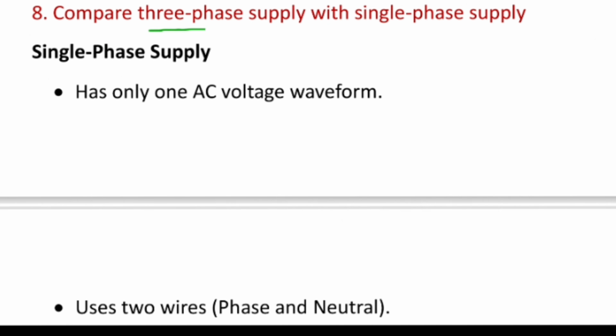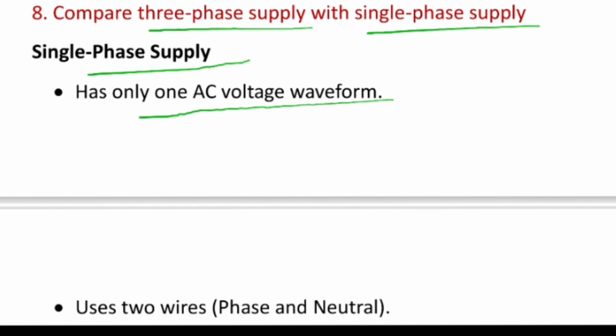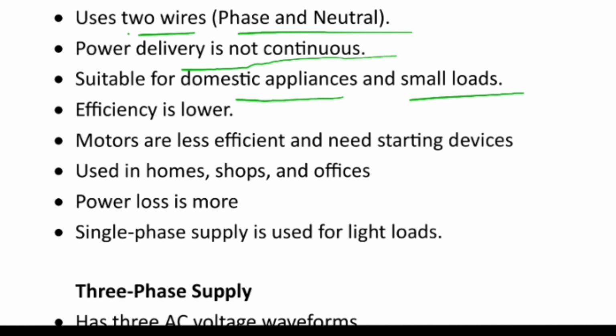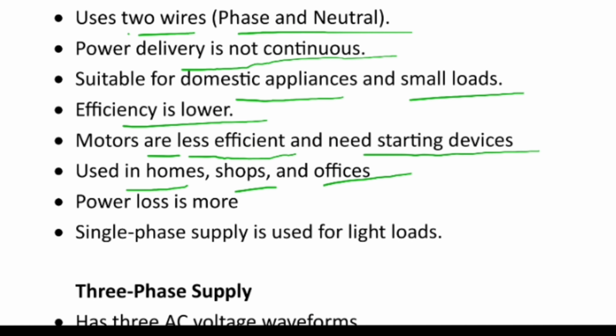Next question: compare three phase supply with single phase. Coming to the single phase supply, it has only one AC voltage waveform, and uses two wires, phase and neutral. Power delivery is not continuous, suitable for domestic appliances and small loads. Efficiency is lower. Motors are less efficient and need starting devices. Used for homes, shops and offices. Power loss is more. Single phase supply is used for light loads.